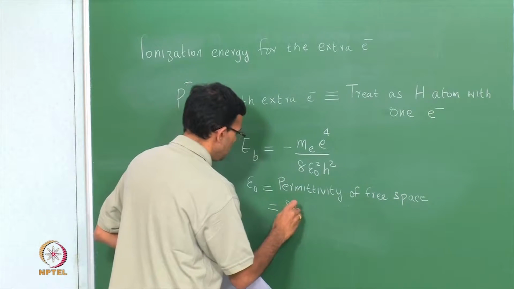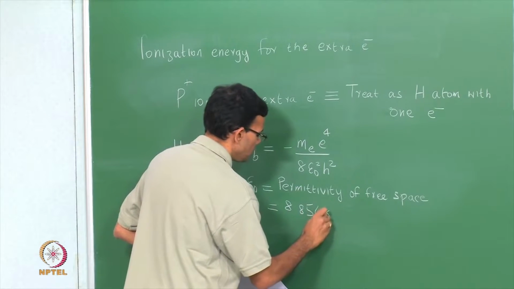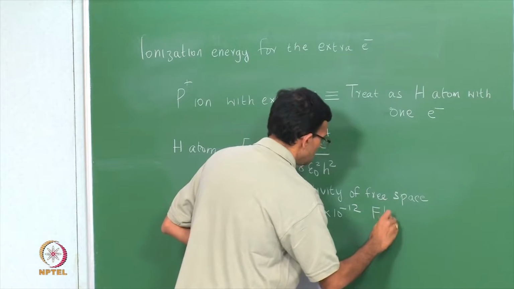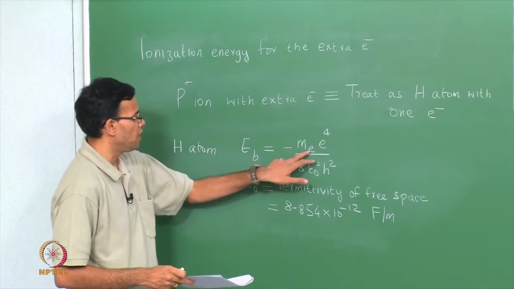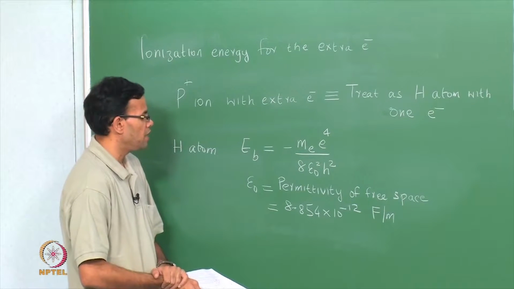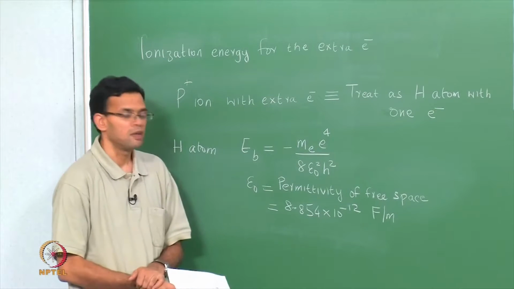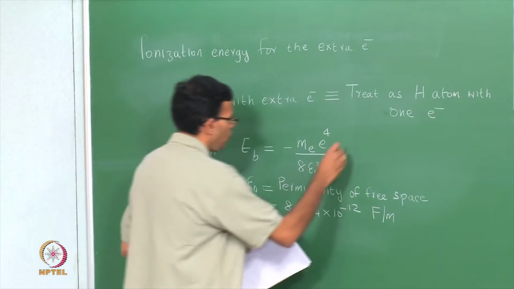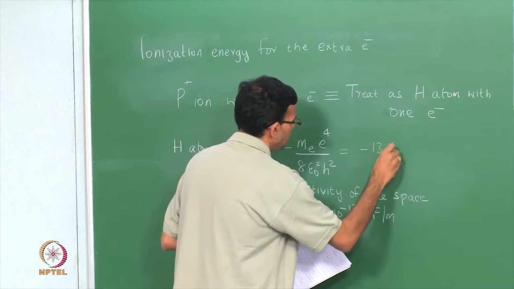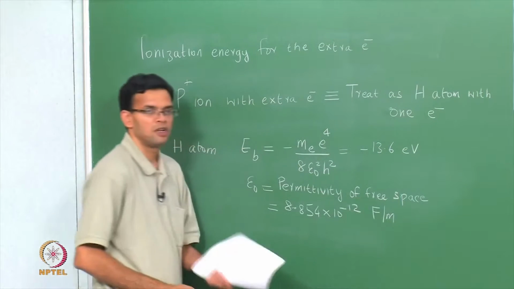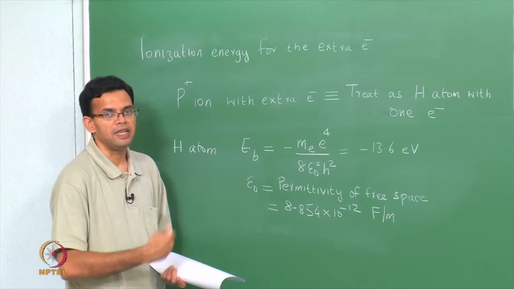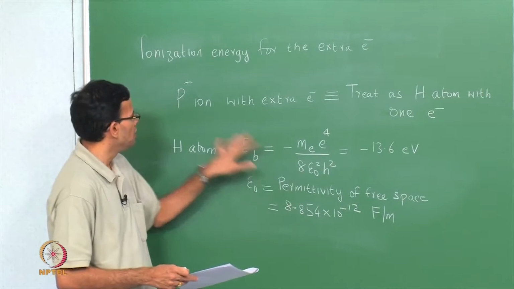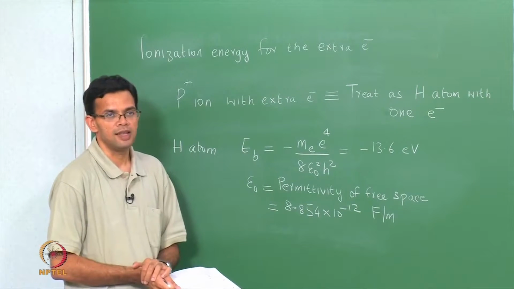It is equal to 8.854 times 10 to the minus 12 farads per meter. So, m e, mass of the electron, e to the 4 divided by 8 epsilon naught square h square. So, this is the binding energy of an electron in the hydrogen atom. If we solve this, you get a value of minus 13.6 electron volts. The negative energy tells you that it is a binding energy, it is lower than 0. We will take this expression and modify this for the phosphorus atom within the silicon lattice.